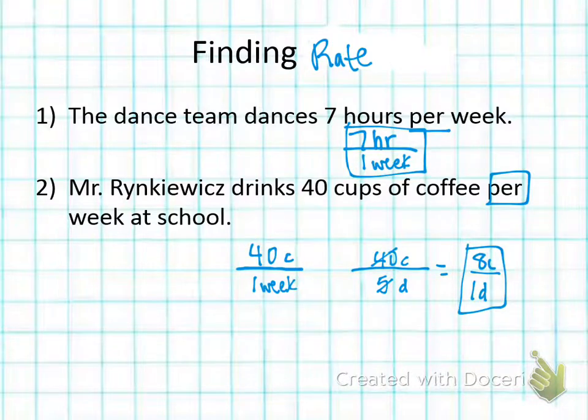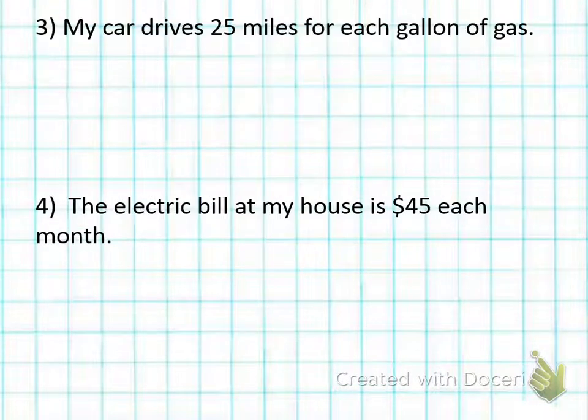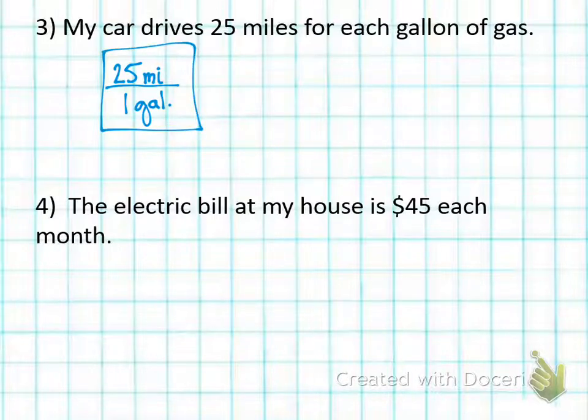Continuing on to the next one, number 3. Let's figure out this one. My car drives 25 miles for each gallon of gas. So what would I write as my ratio? Someone raise your hand. Noah: 25 miles over 1 gallon. There you go. You know, MPG, right? Isn't this 25 miles per gallon? Would you agree? Okay. So that's number 3.